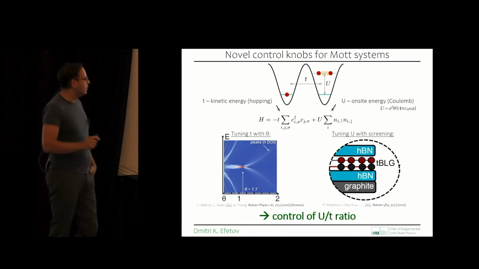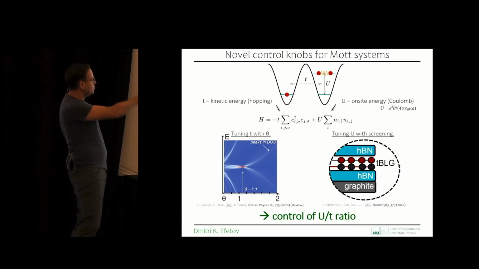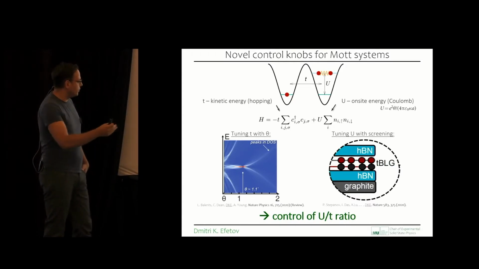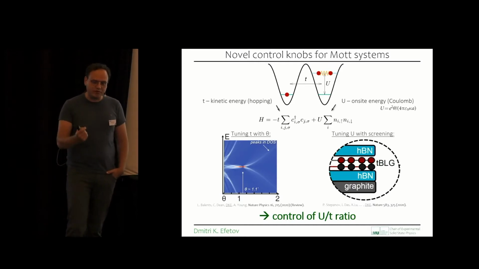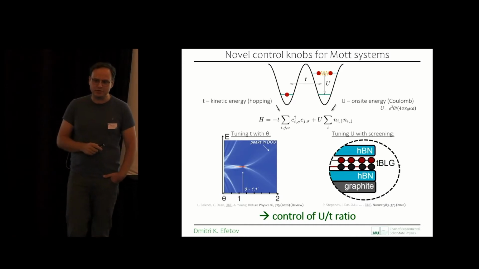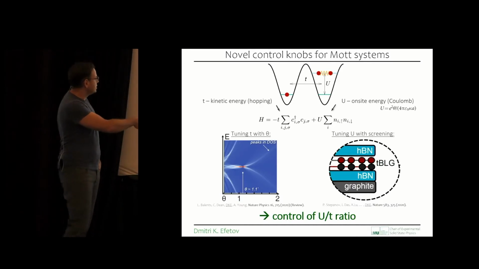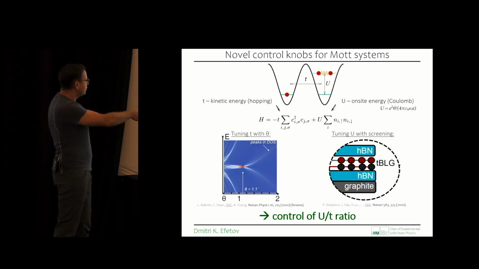So first of all, we can tune the kinetic energy. Many people who did early on band structure calculations found that really the bandwidth of these flat bands is extremely sensitive to the exact twist angle. So this is showing the density of states peaks as a function of twist angle.